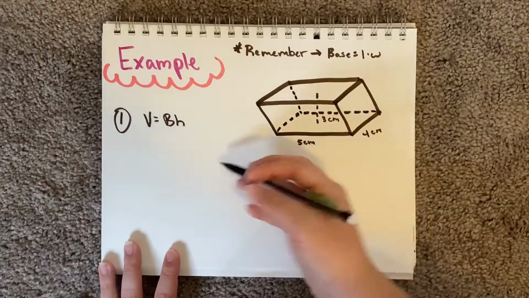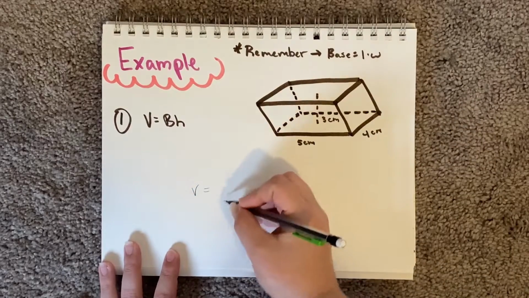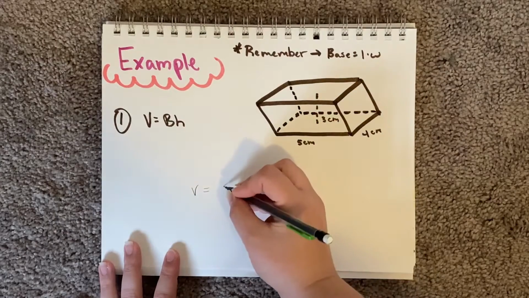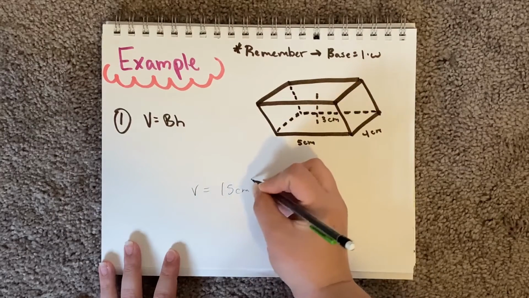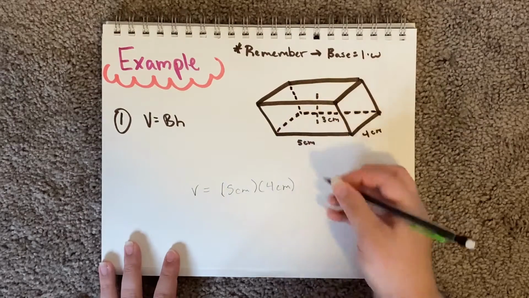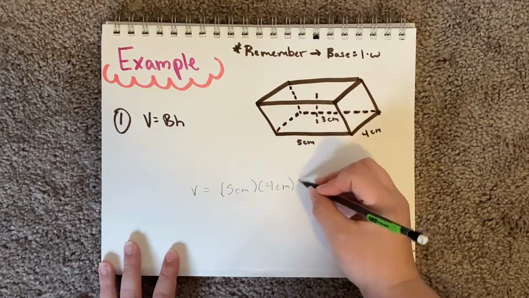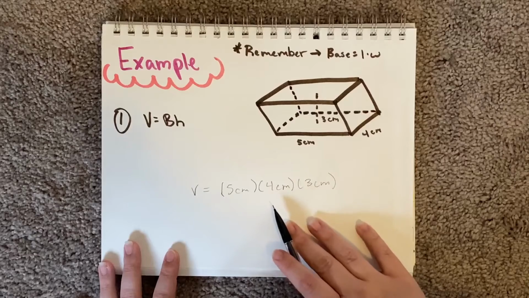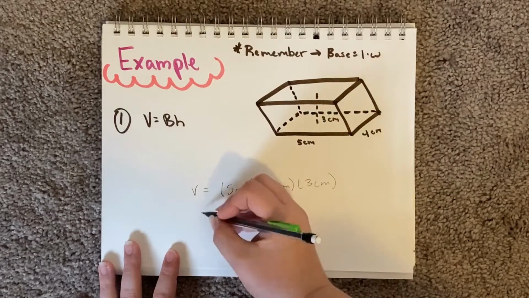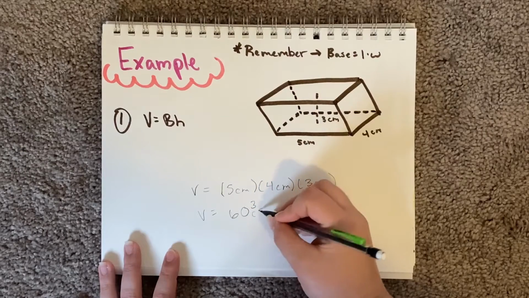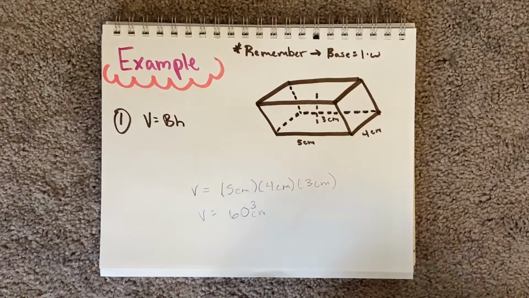So in this case, our volume would equal the base, which would be length times width, 5 centimeters times 4 centimeters. That's our base times height, which would be 3 centimeters. So 5 times 4 would be 20. 20 times 3 would be 60. So our volume would be 60 centimeters squared. And that would be the volume of this prism.